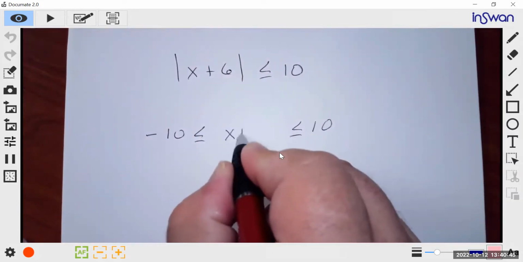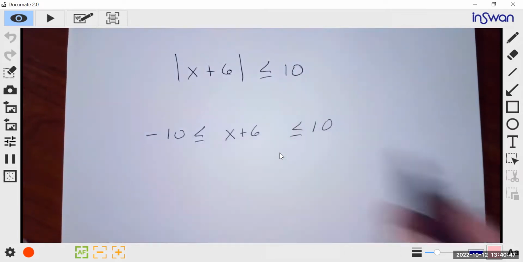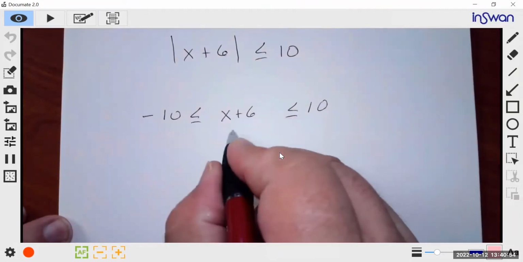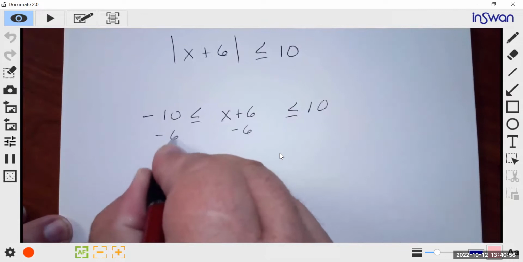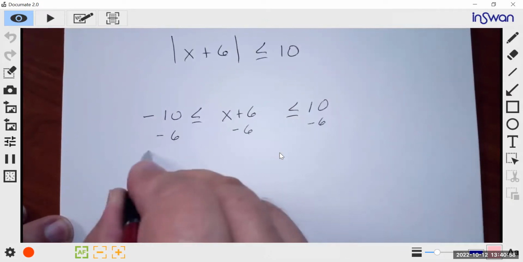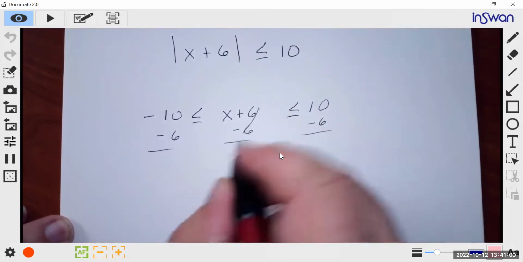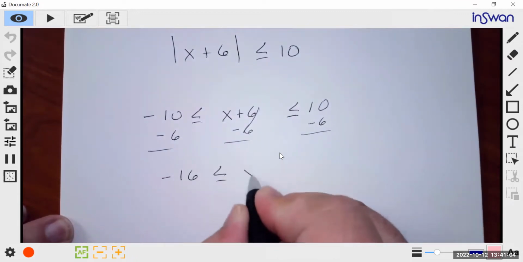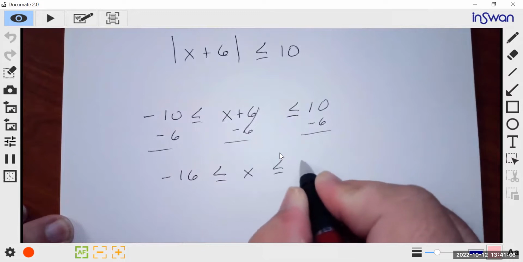So whatever's inside the absolute value goes to both sides because it's less than. If it's greater than, it's a different picture. Subtract 6 from everybody. Negative 16 is less than or equal to x is less than or equal to 4.